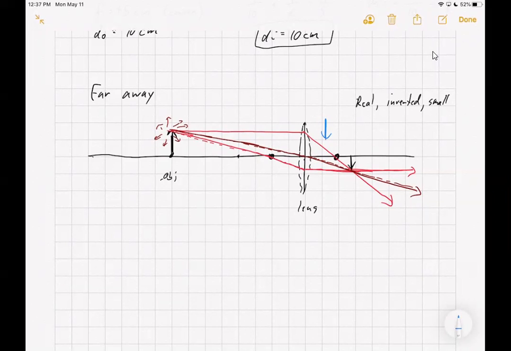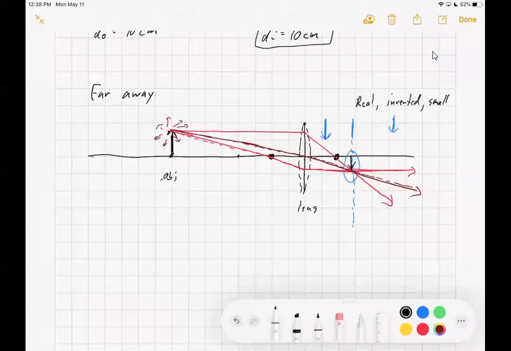Okay. In fact, because this is a real image, we actually could put a screen. If I put it where I put the blue arrow is, it would be a fuzzy image, right? If I put the screen way back here, the light has already spread out again, so that would be a fuzzy image. But if I were to put the screen right here, this image would come together on the screen and be very focused. So you can take a magnifying glass and a piece of paper, hold it near the window and use the magnifying glass and the paper to bring in an image of what's outside, and you'll see it's small and upside down.